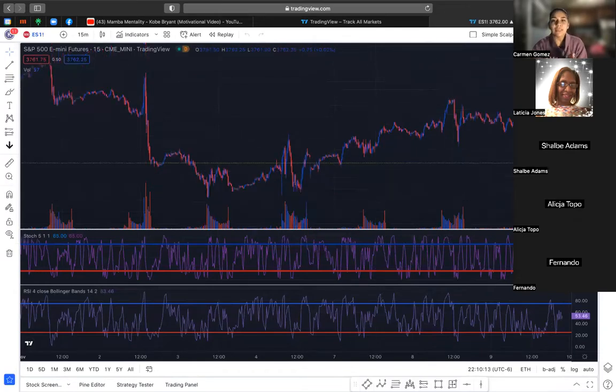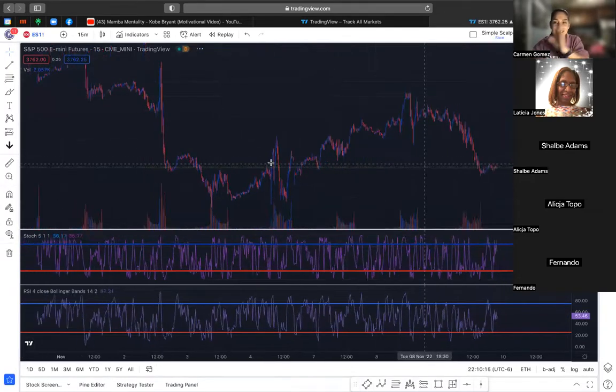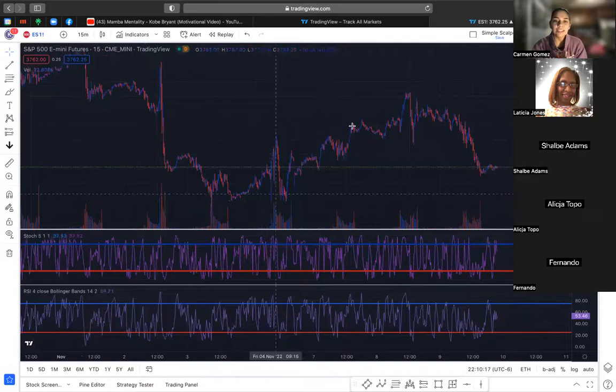If you're able to see from this example here, in this space where my cursor is moving, is price moving up or is price moving down? Let me know in the chat box.